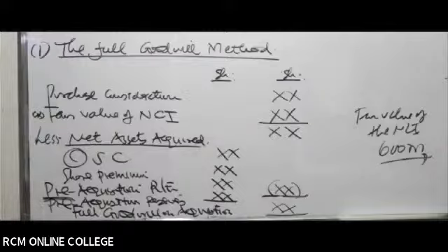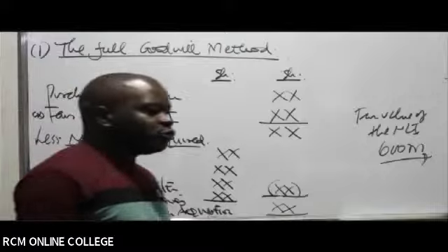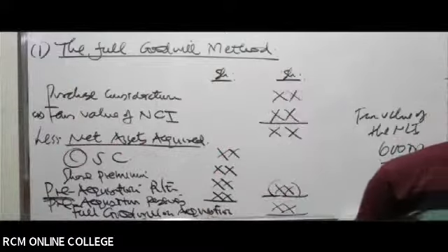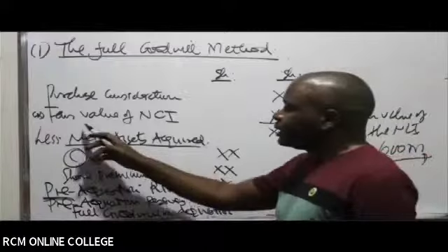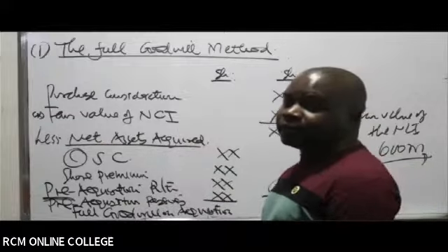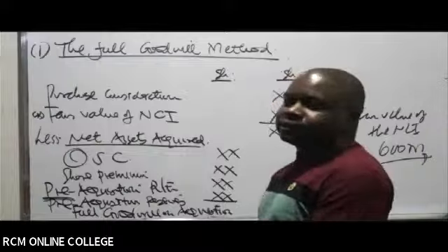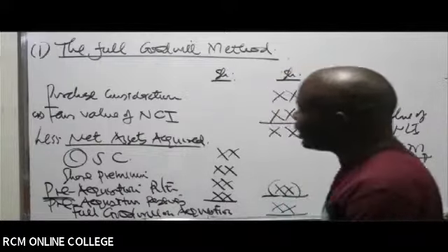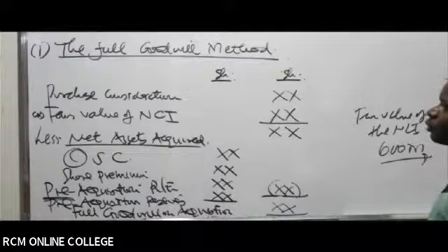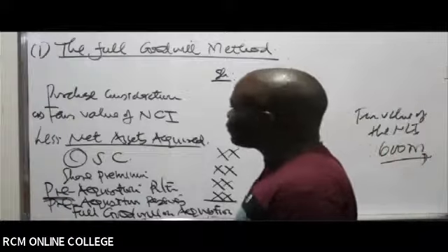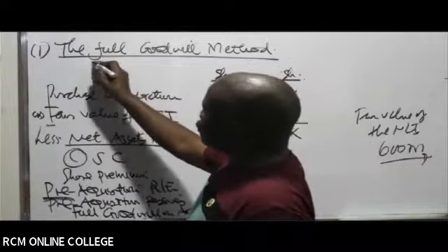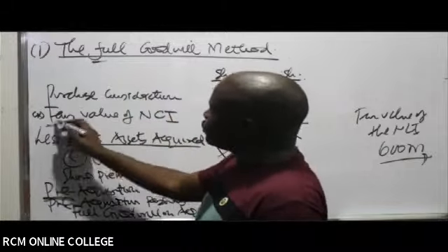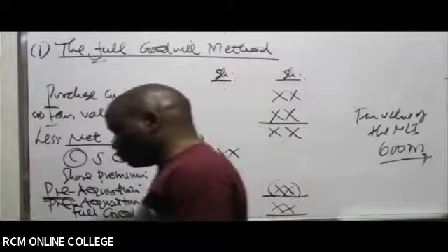Don't think twice. He wants you to use the full goodwill method. But the examiner will never tell you directly to calculate goodwill using the full goodwill method. What will happen is that the additional information will give you the fair value of the NCI. When you see that, you need to start smiling because they have already given you a hint of which method to use. Fair value of the NCI is given means you use the full method. That's how you'll know.